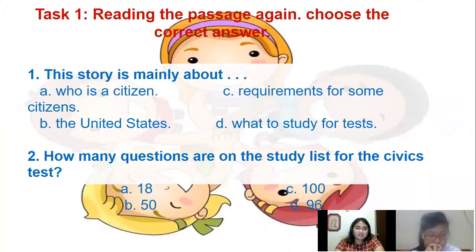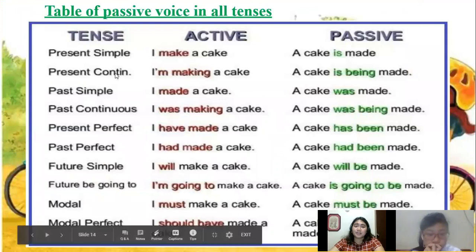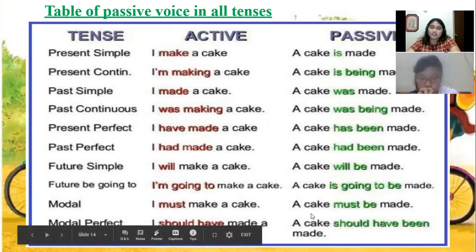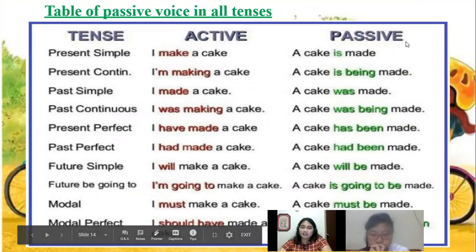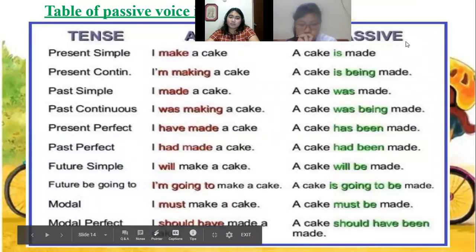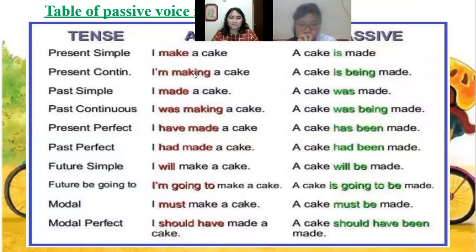Okay, so now let's continue. I just want you to read the passive voice in all the sentences. Okay, so this is the active sentence, and this is the passive form. Just read it. Read the active and passive. I make a cake. A cake is made. I'm making a cake. A cake is being made.